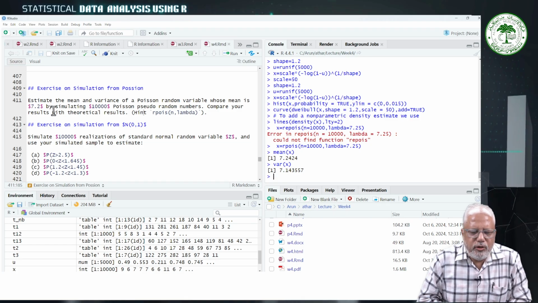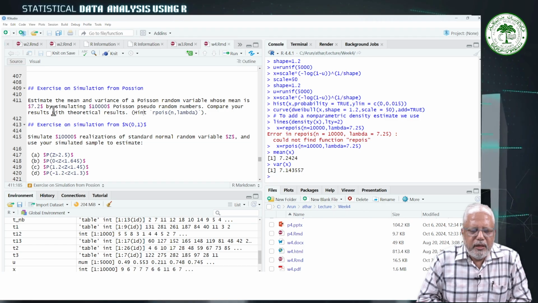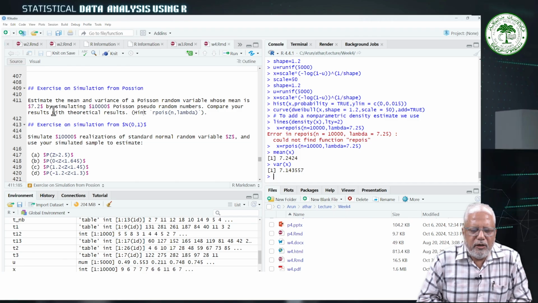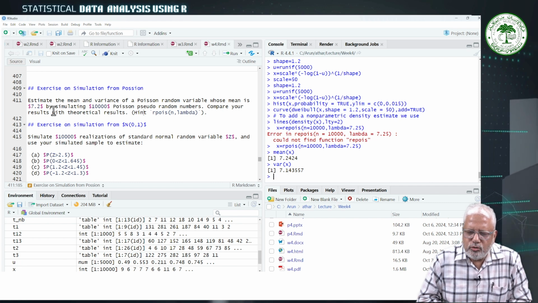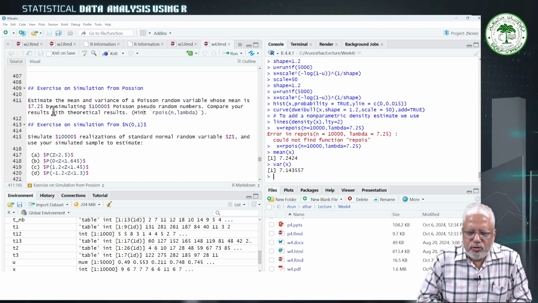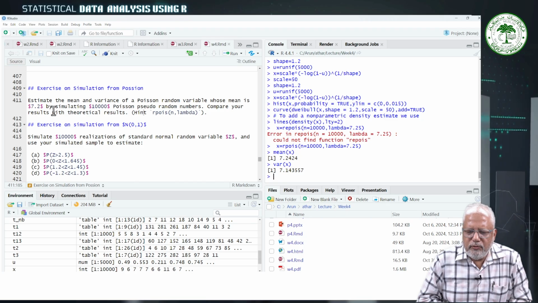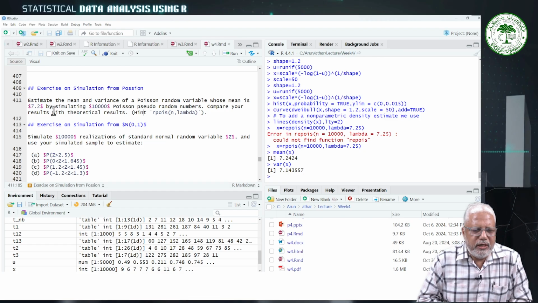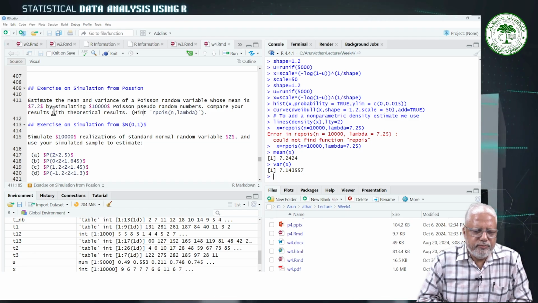And theoretically we know that the expectation, that is the mean, of a Poisson random variable with parameter lambda is equal to lambda, and the variance also is equal to lambda. So this is a distribution in which mean and variance are the same, and they are around 7.25. So through simulation we have established this result.